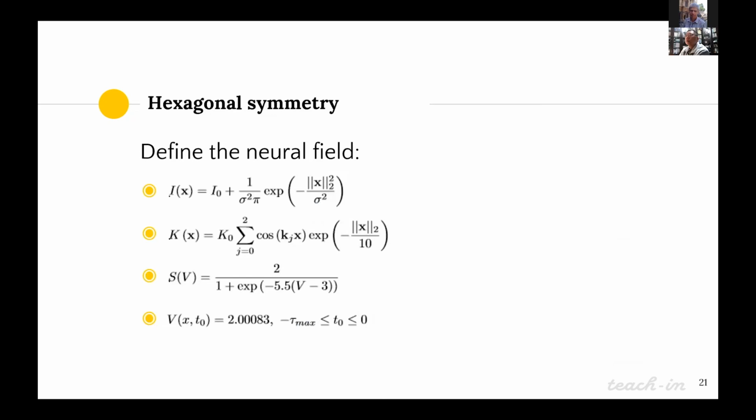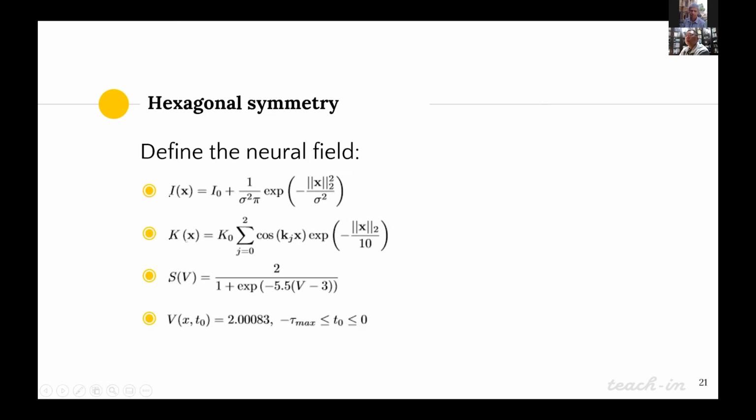Now, so far I have only presented one-dimensional examples. Now we have a two-dimensional example where the neural field has a typical symmetry. We call it hexagonal symmetry. I will show you why. Again, in this case, the external input has the form of a Gaussian function, but in this case it is constant, so it does not cease. It continues through the whole time interval.